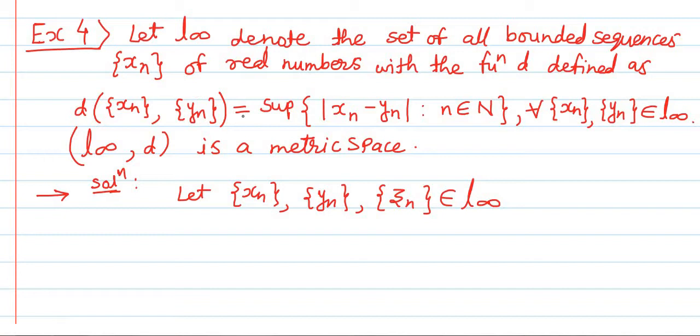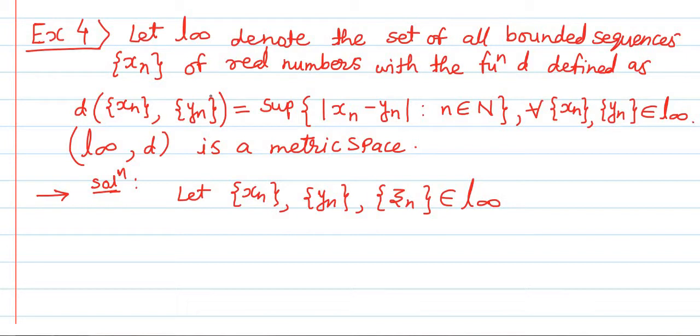Next, number 3 is symmetry. We have the distance between sequence xn and sequence yn equal to the supremum of the set of modulus of xn minus yn. And we know that the mod of xn minus yn is the same as the mod of yn minus xn, and therefore the supremum will also be the same. Therefore the distance between sequence xn and sequence yn will be the same as the distance between sequence yn and sequence xn. In such a way, three conditions can be very easily verified, and we have checked them orally also.